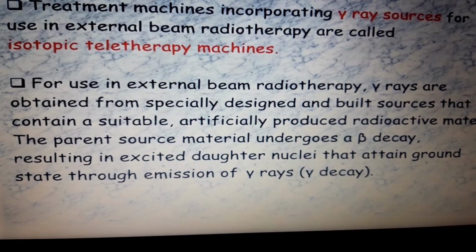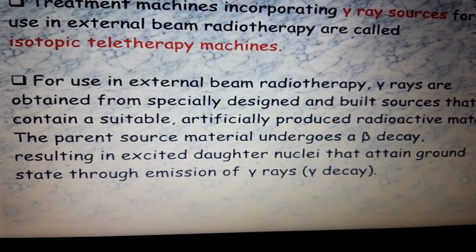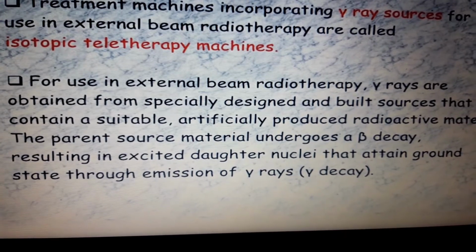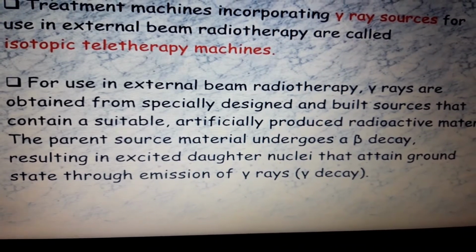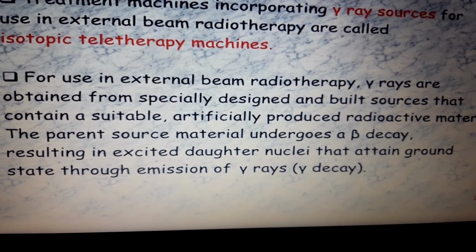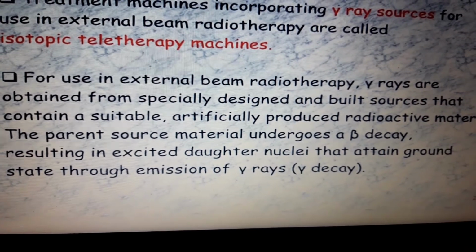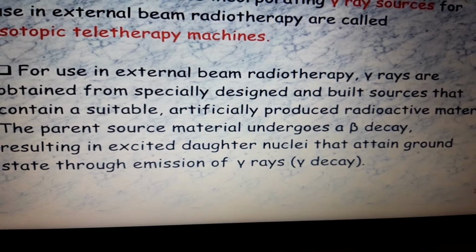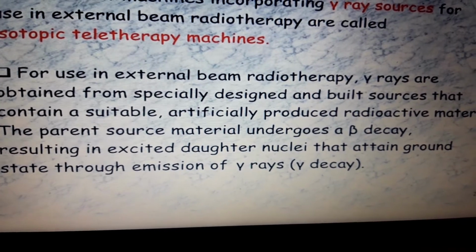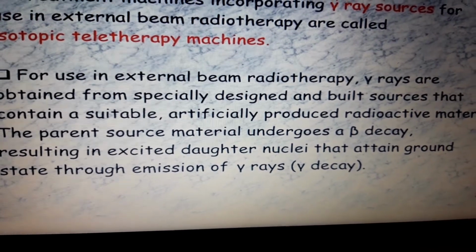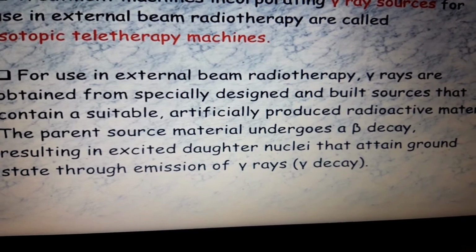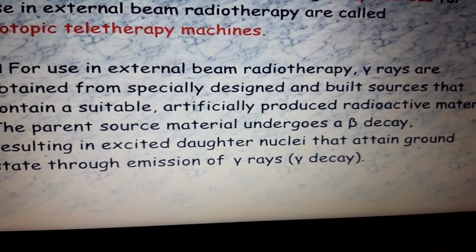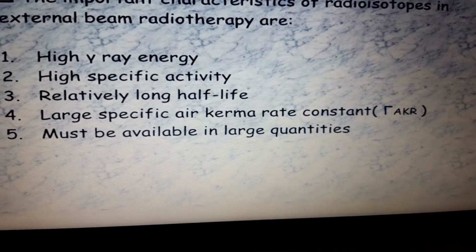For use in external beam radiotherapy, gamma rays are obtained from specially designed and built sources that contain a suitable artificially produced radioactive material. The parent source material undergoes a beta decay, resulting in excited daughter nuclei that attain ground state through emission of gamma rays, gamma decay.